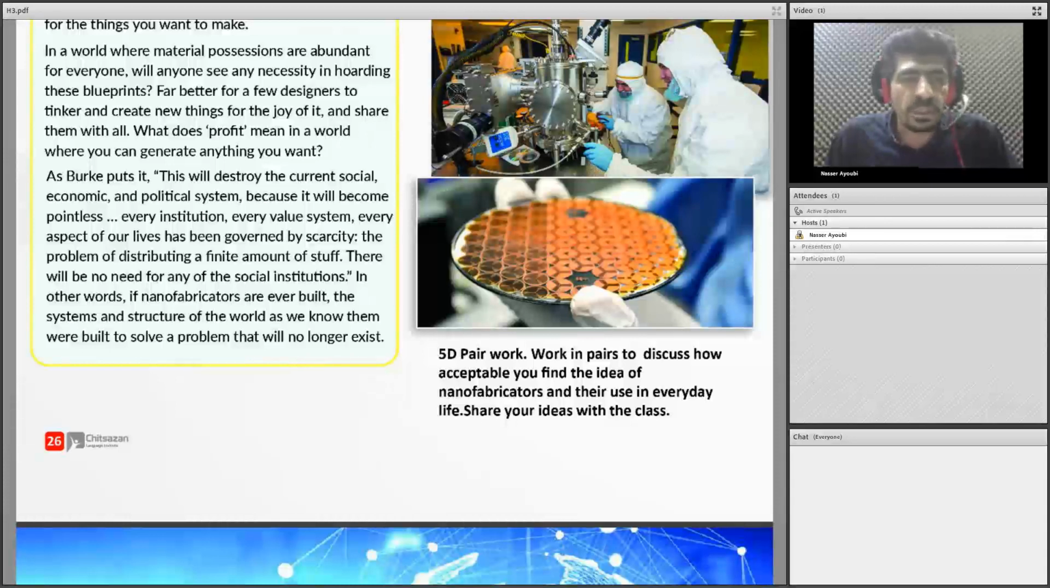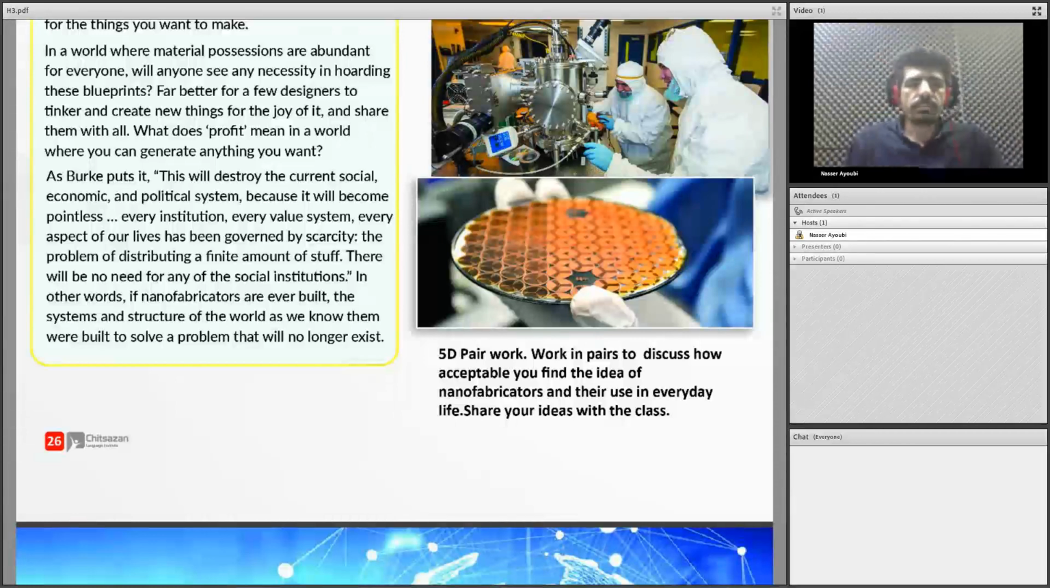Every institution, every value system, every aspect of our lives has been governed by scarcity, the problem of distributing a finite amount of stuff. There will be no need for any of the social institutions. In other words, if nanofabricators are ever built, the systems and structure of the world as we know them were built to solve a problem that will no longer exist.